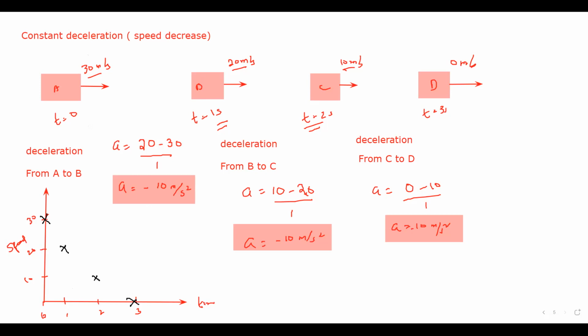So when we join these points, it will be a straight line graph, which represents different points and shows that this object is having a constant deceleration. Is it clear?